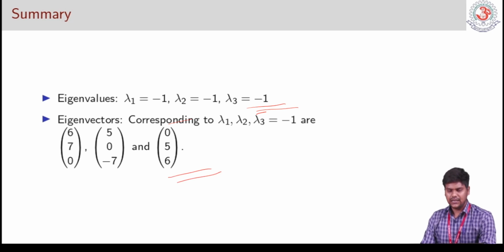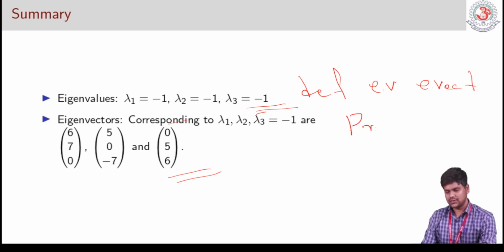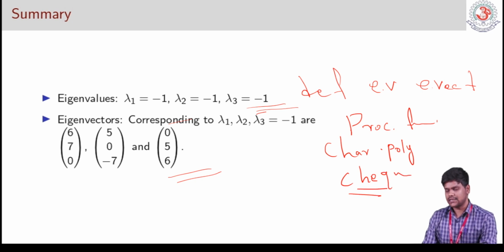So far, first we have seen the definition of eigenvalues and eigenvectors. Next we saw the process of finding eigenvalues and eigenvectors. In the process, first we need to find the characteristic polynomial. On the next step, we need to find the characteristic equation. After that, the roots of the characteristic equation are our required eigenvalues. After that, using the definition A minus lambda I into x equal to 0, by substituting the lambda values here, we will get the corresponding eigenvectors for the eigenvalues.